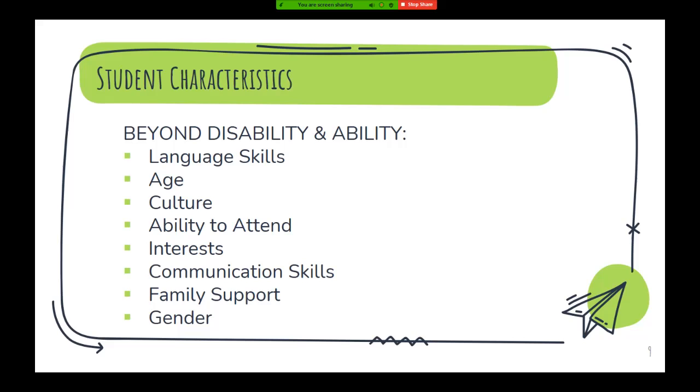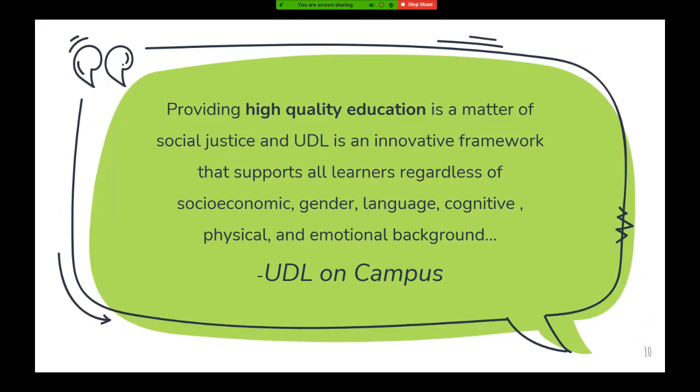So these are all things that we think about when we talk about universal design for learning, because providing high quality education is a matter of social justice as well. And UDL is an innovative framework that supports all learners, regardless of socioeconomic, gender, language, cognitive, physical, and emotional backgrounds. And this is actually really delved into in the UDL on campus website, and I will share the links for Universal Design online.